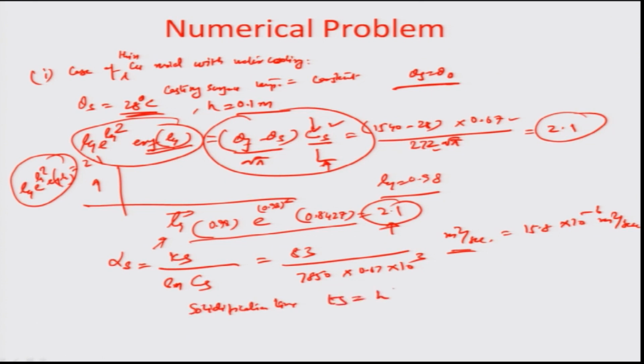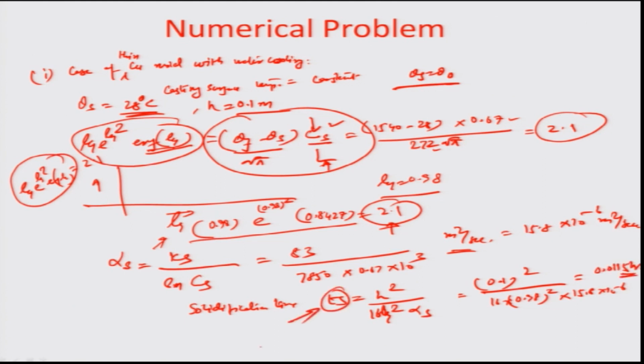Ts would happen to be h square by 16 zeta square times alpha s. In this case it is 0.1 square meter square divided by 16 times 0.98, that is the value of zeta square, times 15.8 times 10 to the power of minus 6, and this comes out to be 0.0115 hours. That is how the value of Ts can be calculated in this particular case.